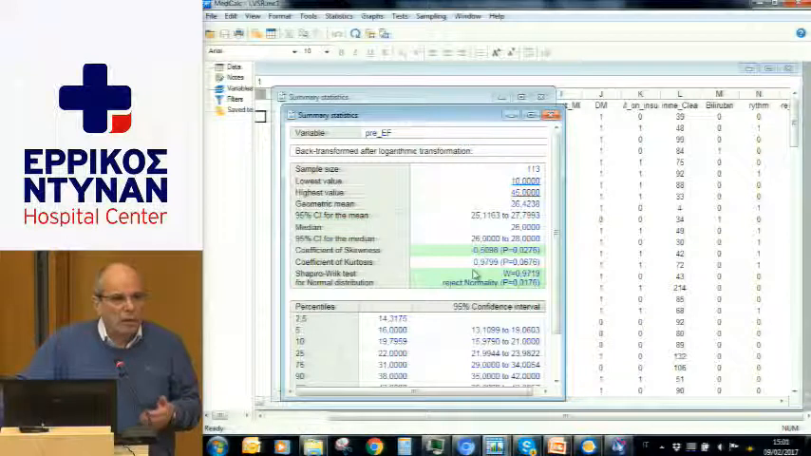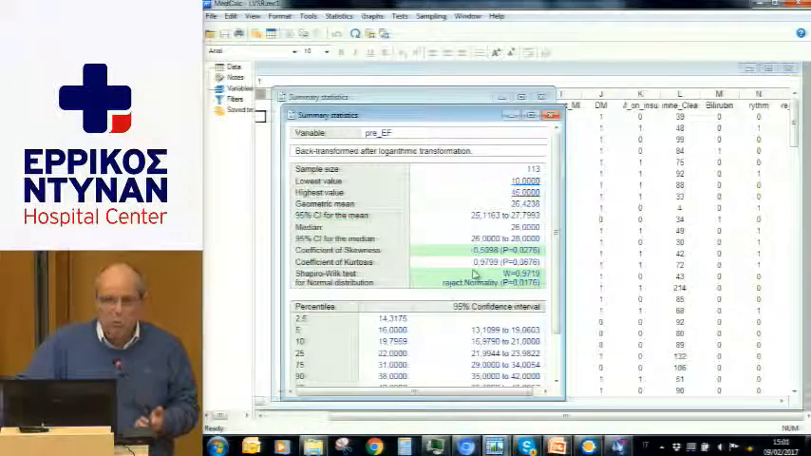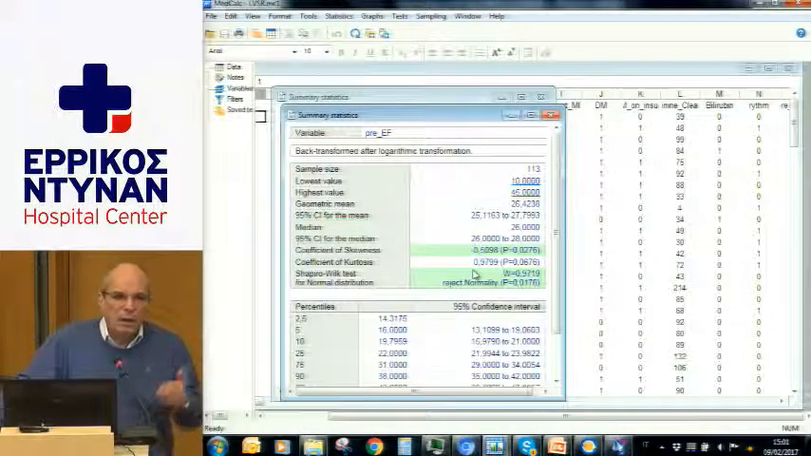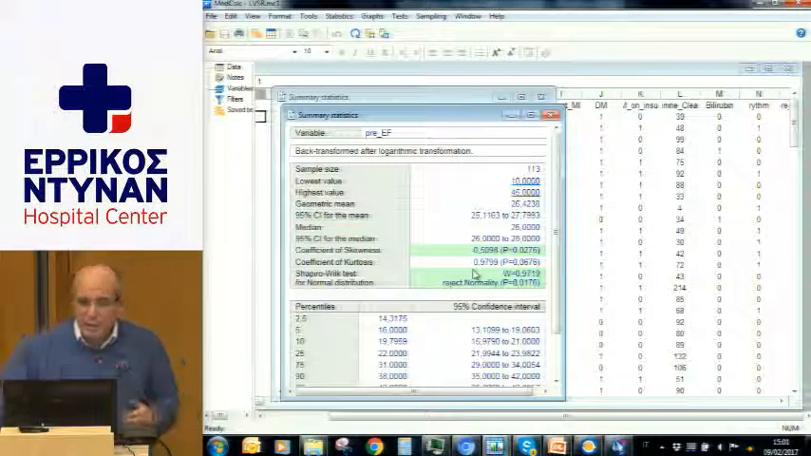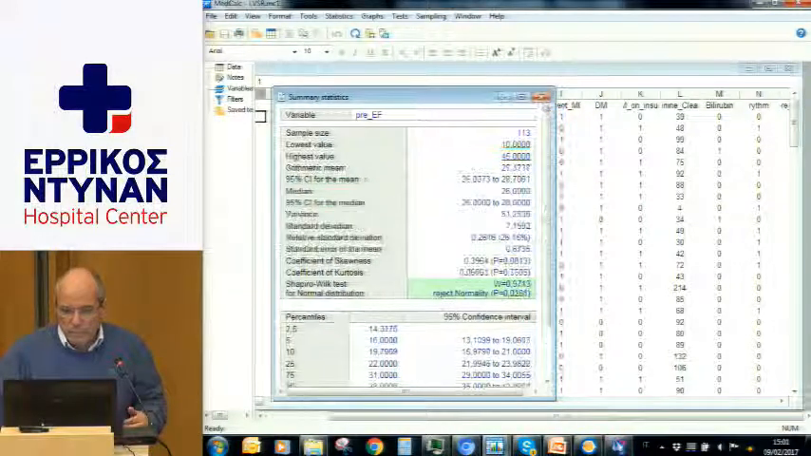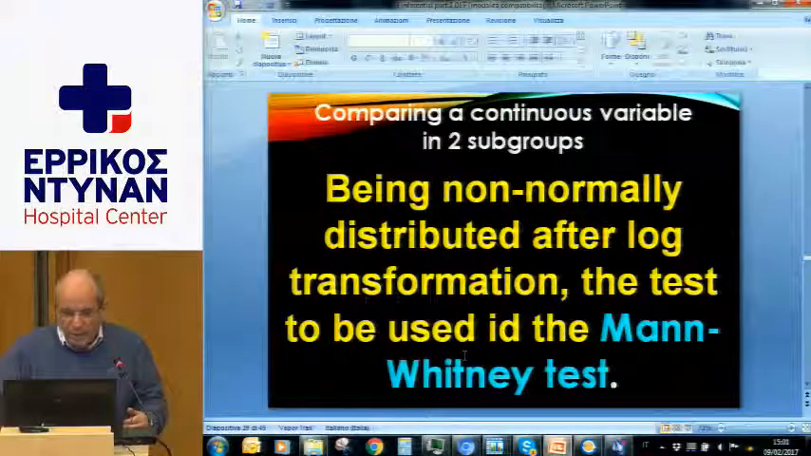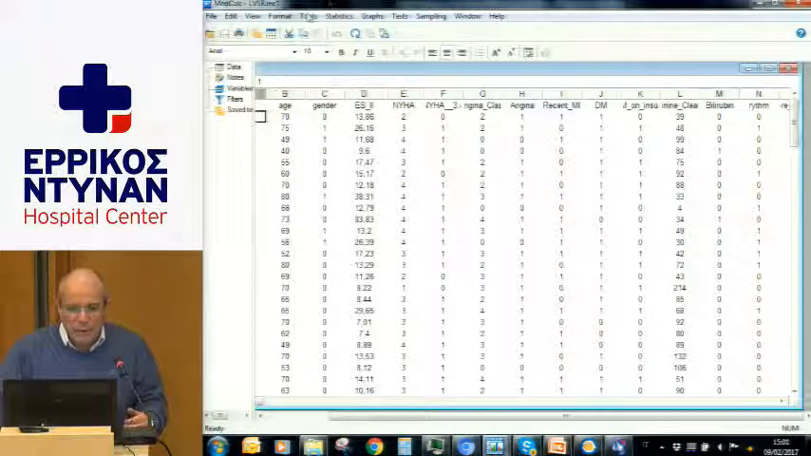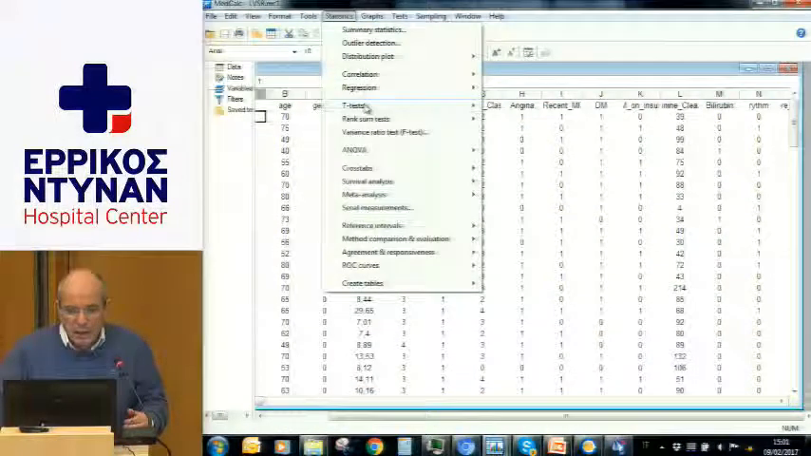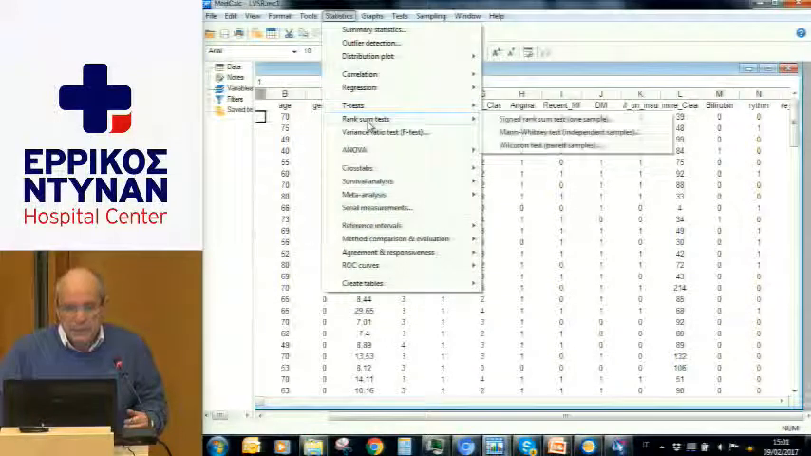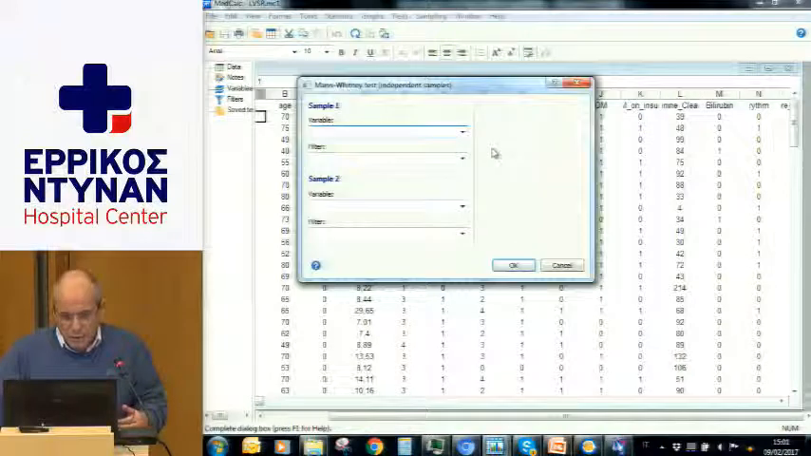Ejection fraction is not normally distributed, so you cannot use a parametric test. You must use another test, and this test is the Mann-Whitney test. I will show you here. You go to statistics, again rank sum test. Why? Because the non-parametric tests use the ranking. And you see here, Mann-Whitney test.